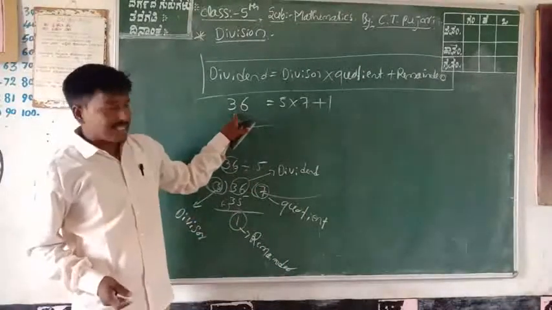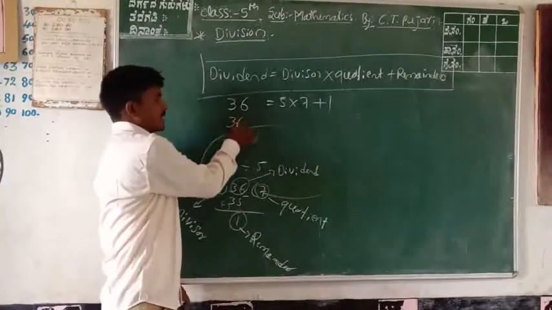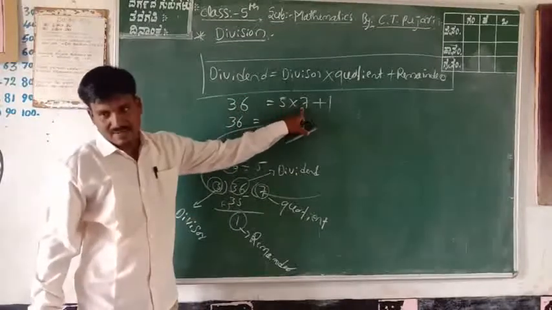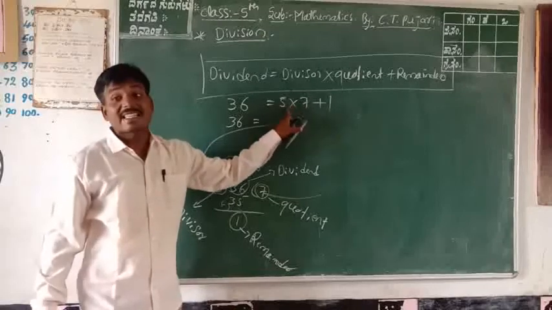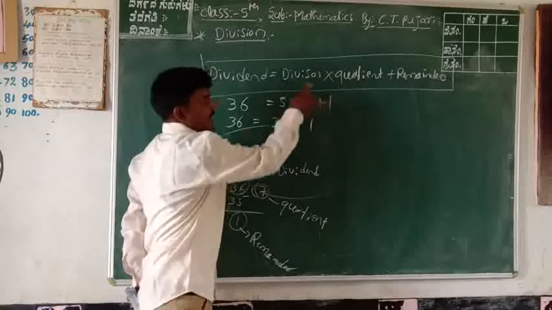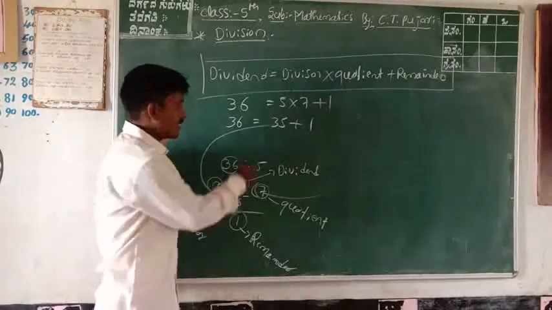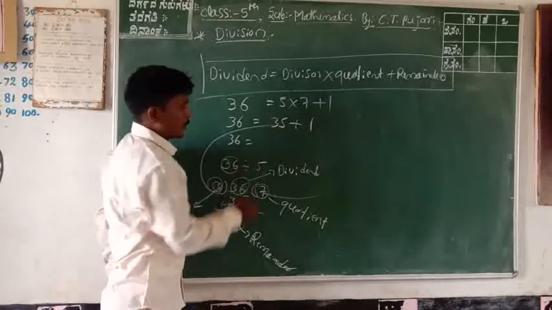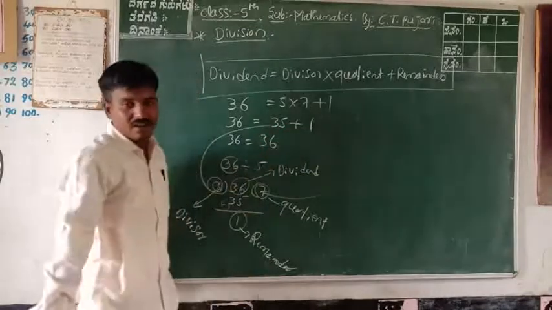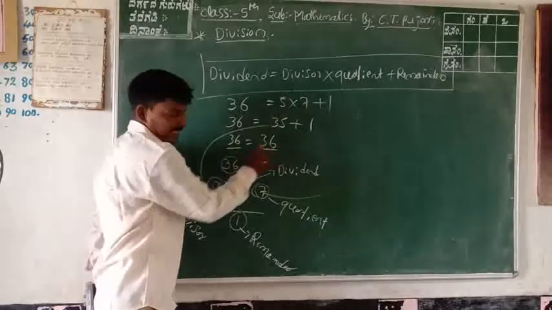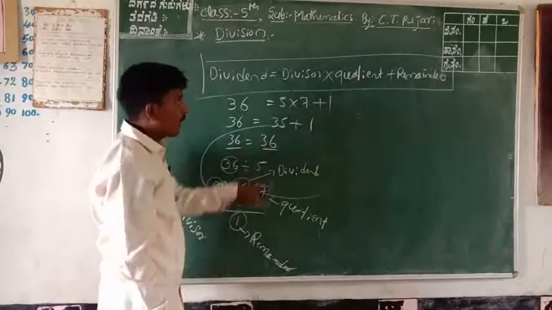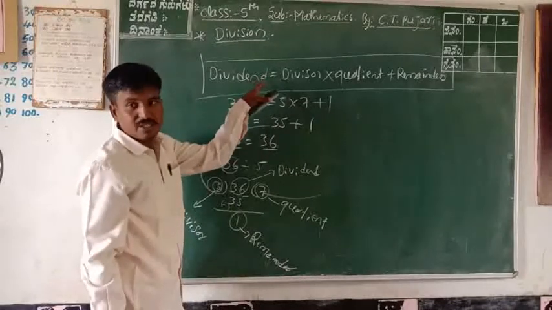In the LHS, 36 is there. It is equal to 5 into 7 on this side. 5 into 7 means 5 sevens are 35, plus 1. Therefore, simplifying, 36 is equal to 35 plus 1, which is again 36. Therefore, LHS is equal to RHS. Both sides are 36, the same. Therefore, our division condition is true. Good.